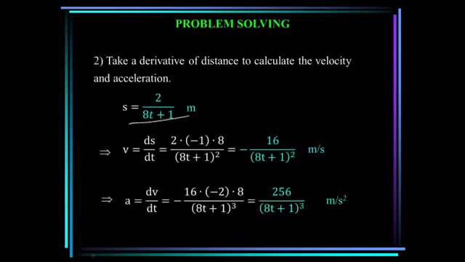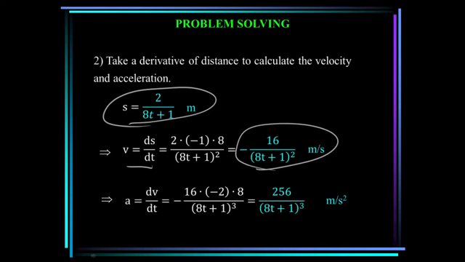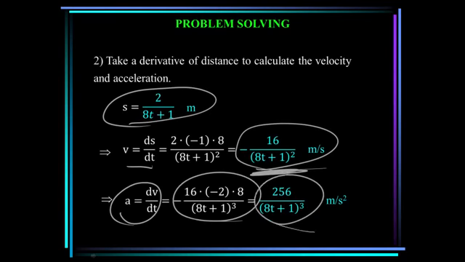Now that we have s as a function of time, we can take the derivative of that to find the velocity. So we do that here, and the derivative of this equation, s with respect to time, is this right here. Now we know that acceleration is dv/dt. Now we have an equation for velocity, so we can differentiate that to come up with an equation for the acceleration.